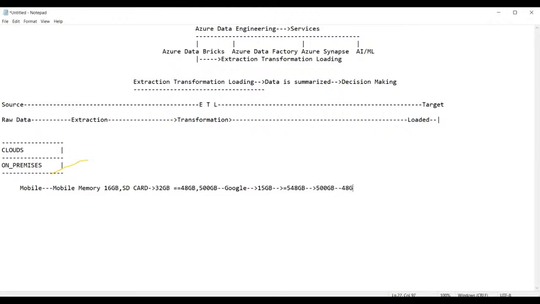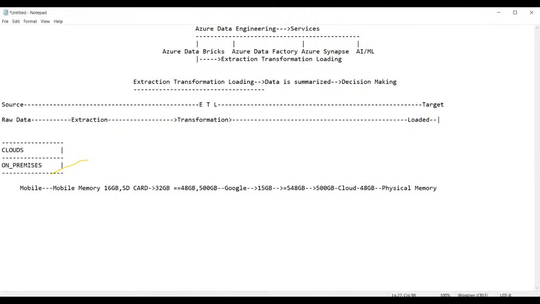The 48 GB memory is lost with the mobile phone because this memory is called physical memory. Am I right? Physical memory. So hence I cannot recollect it. Whereas the data which is stored on Google Drive can be recollected. So we can call Google Drive a cloud.